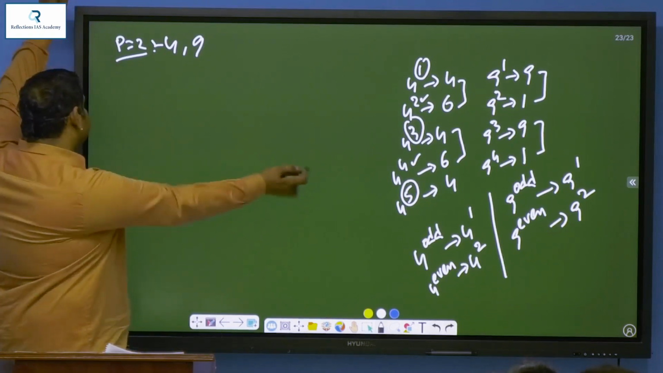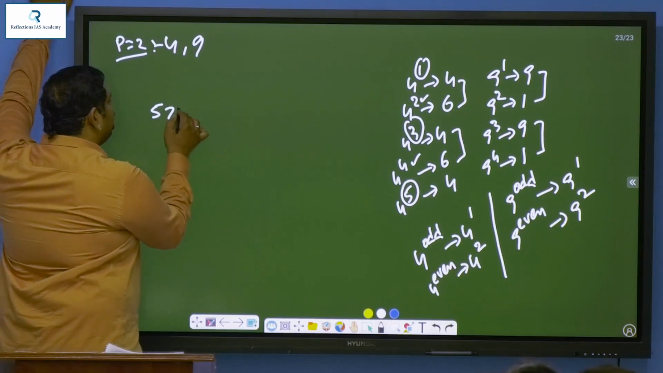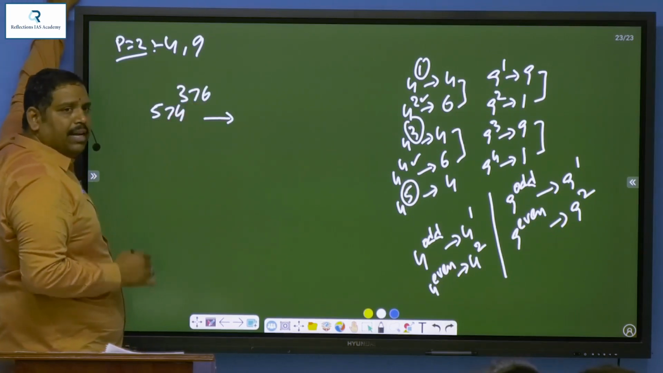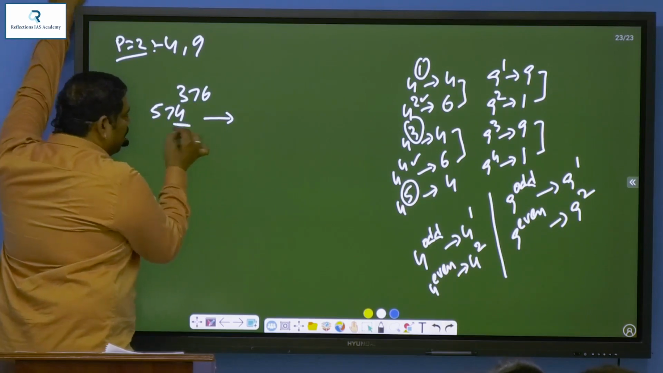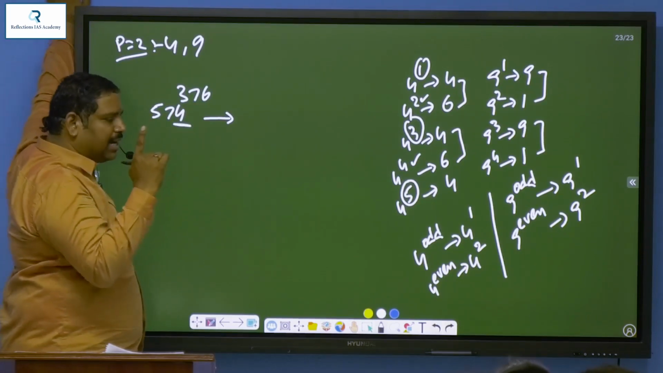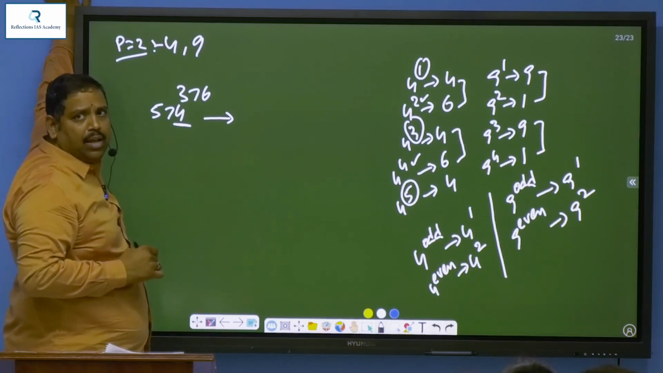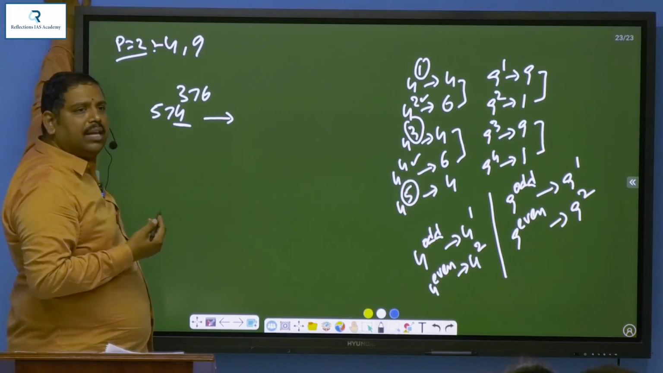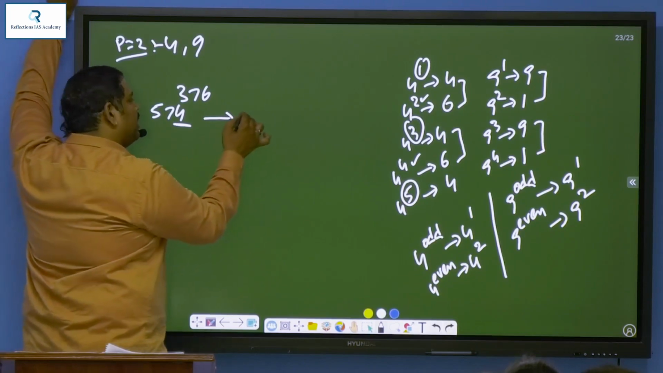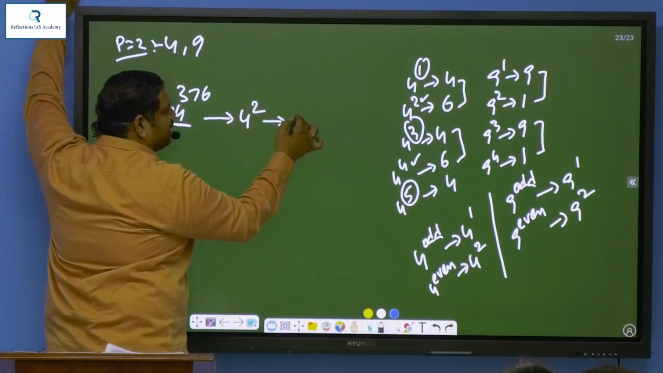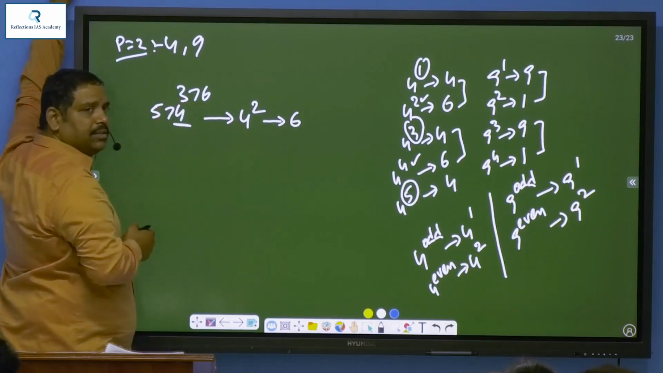Okay. Good. Suppose the example is 574 power 376. Its unit place is how much? It depends upon 4. 4 means immediately in your brain the concept that you should recollect is whether the power is even or odd. Here the power is even or odd? Even. Power is even means I have to go with 4 square. 4 square means how much? 16, means 6. Okay, its unit place is 6.